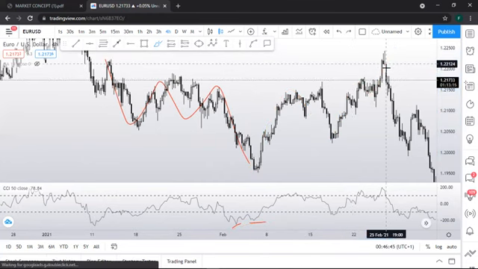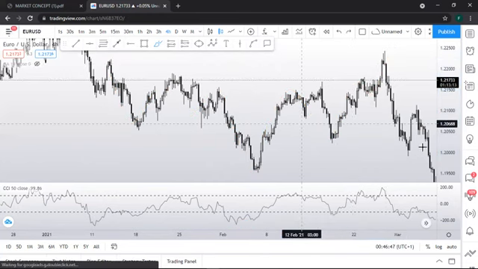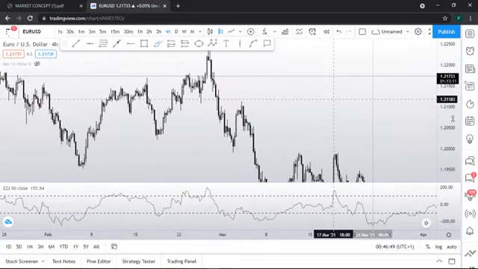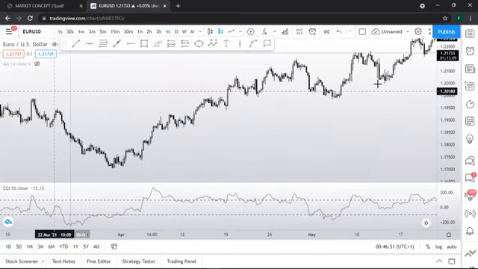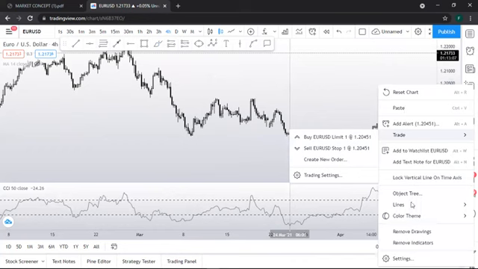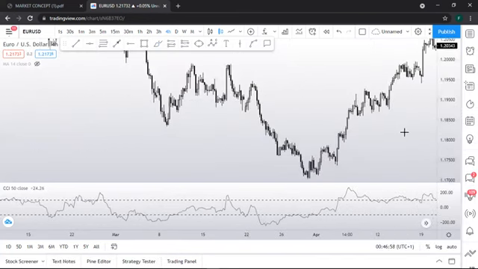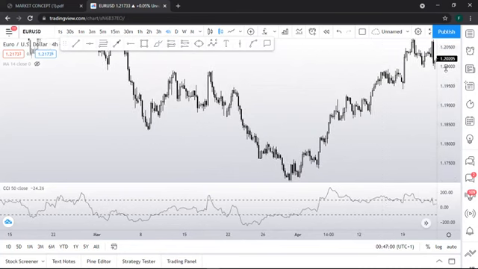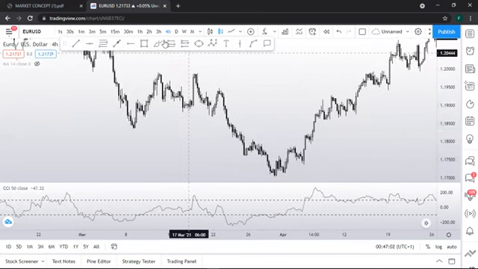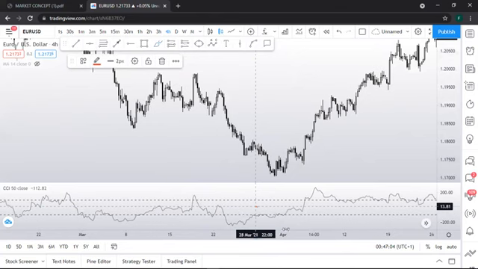So that is how we look for divergence on the 4-hour and how to spot the end of a bearish movement through divergence. Now, there are going to be more videos on the CCI specifically because we got the entry rules, all right?